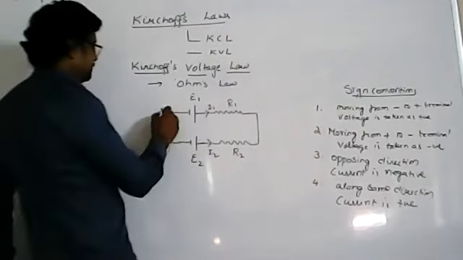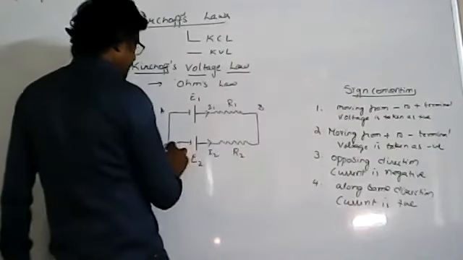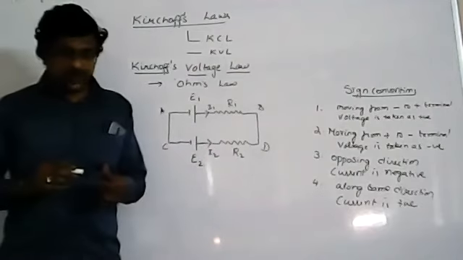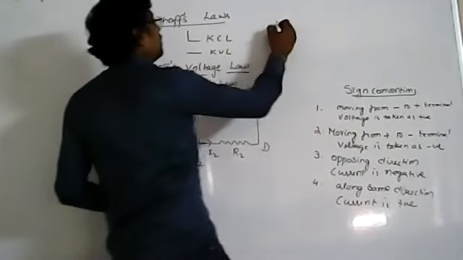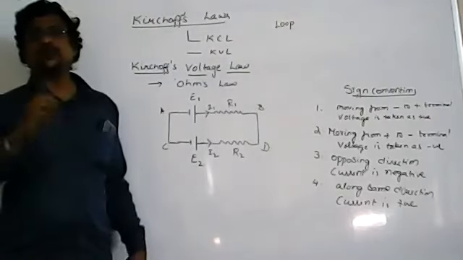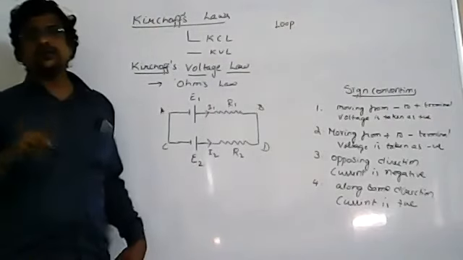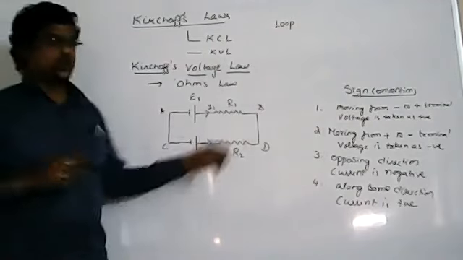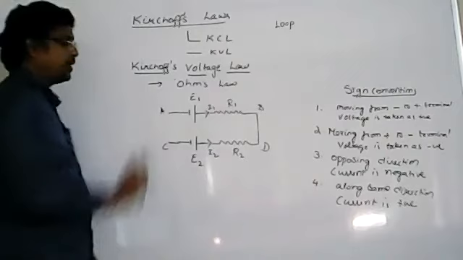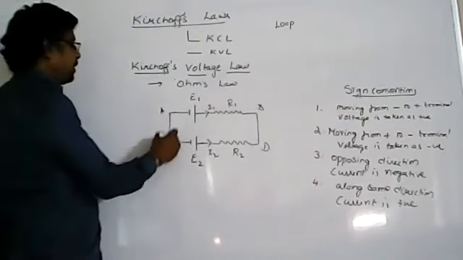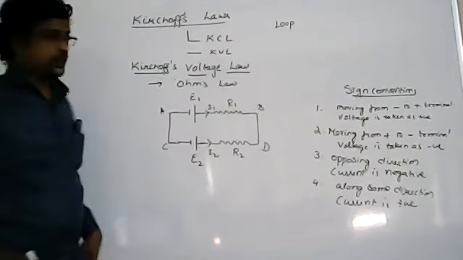So let us take this example. And mind you that KVL is applied only to a loop. Loop means it should be a closed circuit, not an open circuit. So this is a closed circuit. If both are not connected, then it becomes an open circuit. You cannot apply KVL. For KVL, it should be a closed circuit.